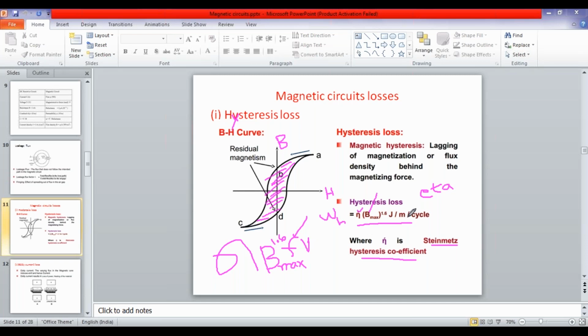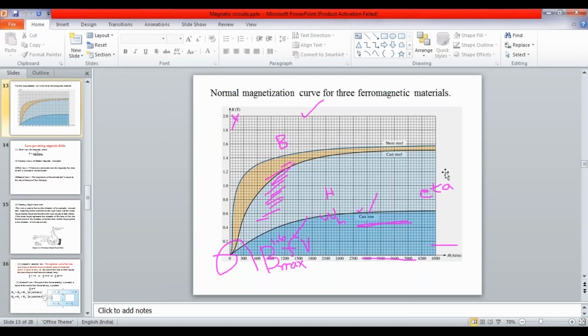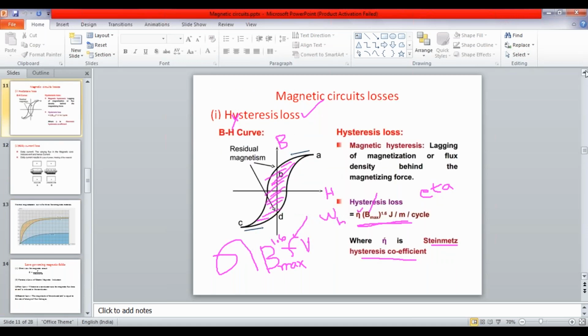So here, within a magnetic circuit, the first loss appearing in a magnetic circuit is the hysteresis loss. The formula for the hysteresis loss is this one. Based upon this hysteresis loss, we can draw a curve called the BH curve. Right? This curve can be drawn. This curve is called the BH loop or BH curve.